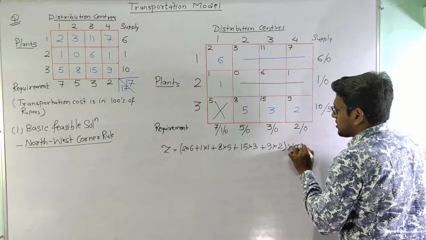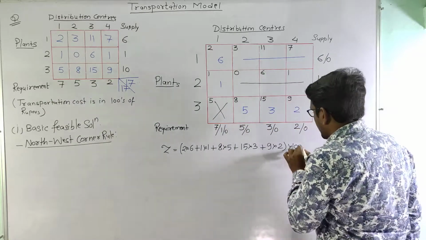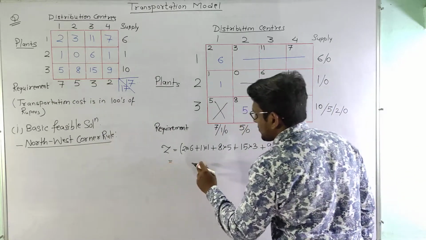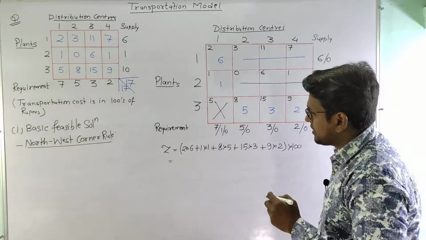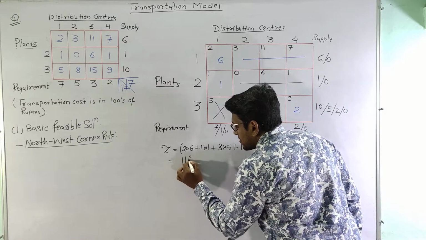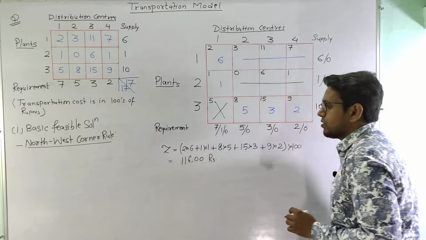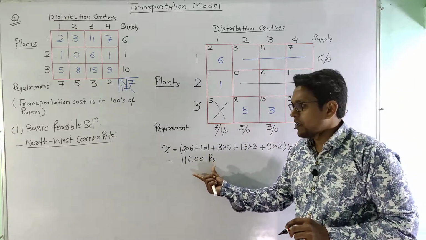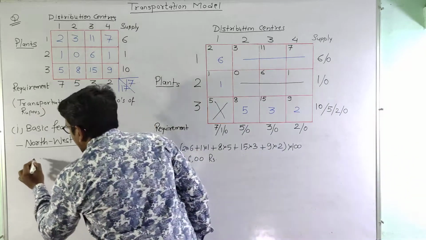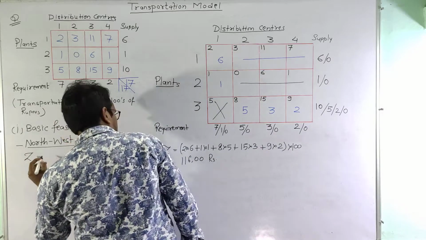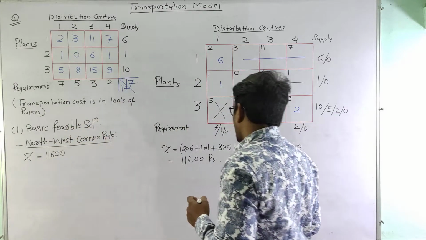plus 9 into 2 and into 100, because it has been mentioned that the transportation cost is in hundreds of rupees, and this will come up as 12, 13, 40. This will come up as 11600, 11600 rupees. So this is the value of Z for northwest corner rule. So let me write here, Z is coming as 11600 for northwest corner rule.